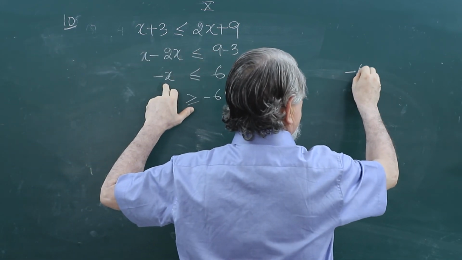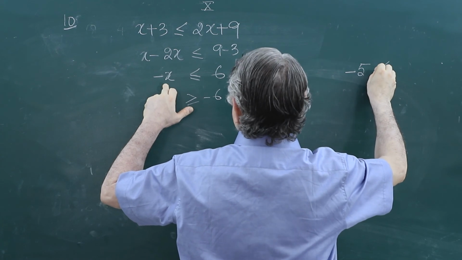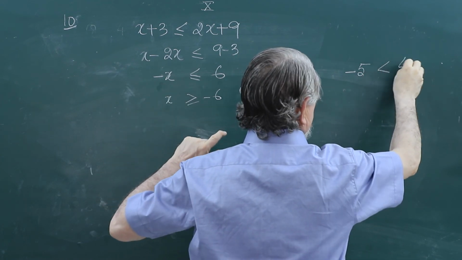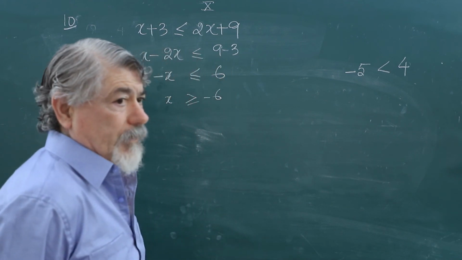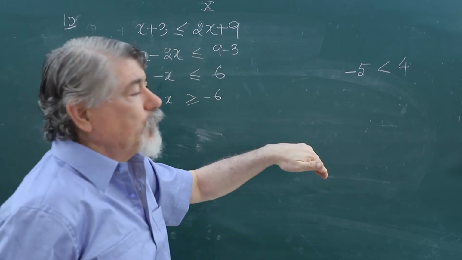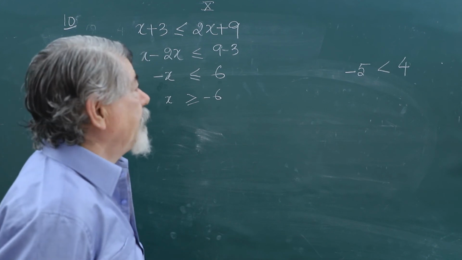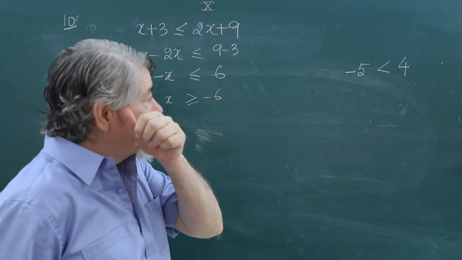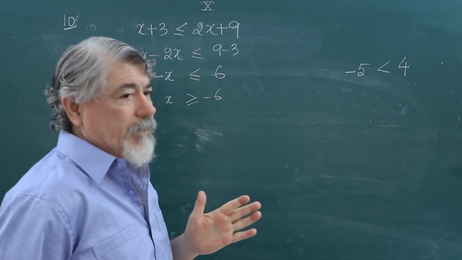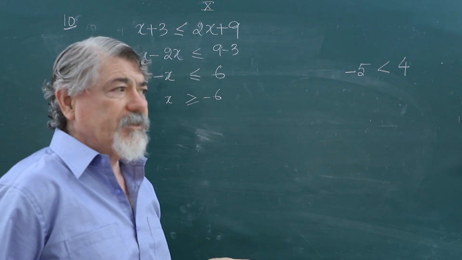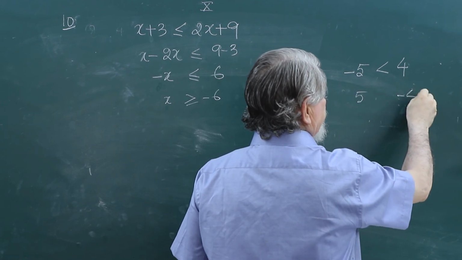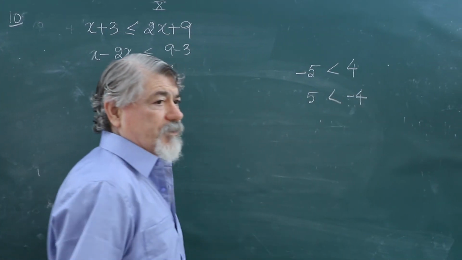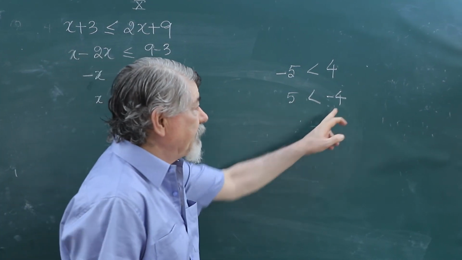Minus 5 is less than, suppose, 4. It cannot be equal to 4, so that is why I have written minus 5 is less than 4. It is a correct statement. Suppose I change the signs. I make it 5 and minus 4, and let it be like this. Is it possible? No. 5 will be greater than minus 4.